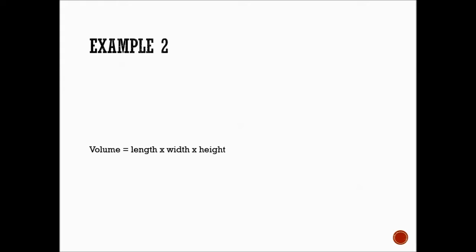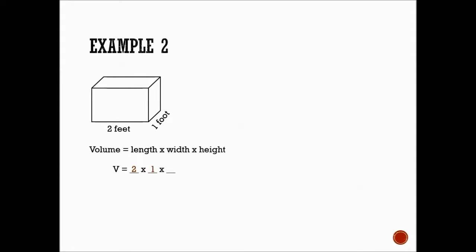Volume equals length times width times height. The dimensions given in the problem are 2 feet in length, 1 foot wide, 2 feet high. Let's draw those on our picture. 2 feet long, 1 foot wide, 2 feet high. Now let's look at our plan. Our formula to find the volume is the length times width times height. So we're just going to go ahead and multiply 2 times 1 times 2. Use your calculator or your mental math and find the solution.